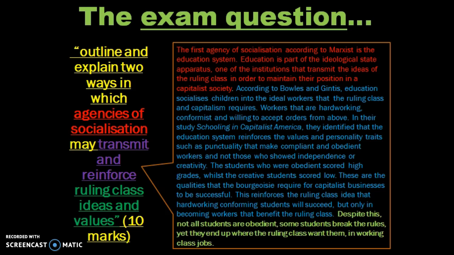This student ends by adding a final piece of analysis as they dig further to suggest that this process is not as straightforward, as not all students do become conforming students. Rather, in the case of Willis's working class lads, they reject this, but still end up in the working class jobs where capitalism requires them to be.